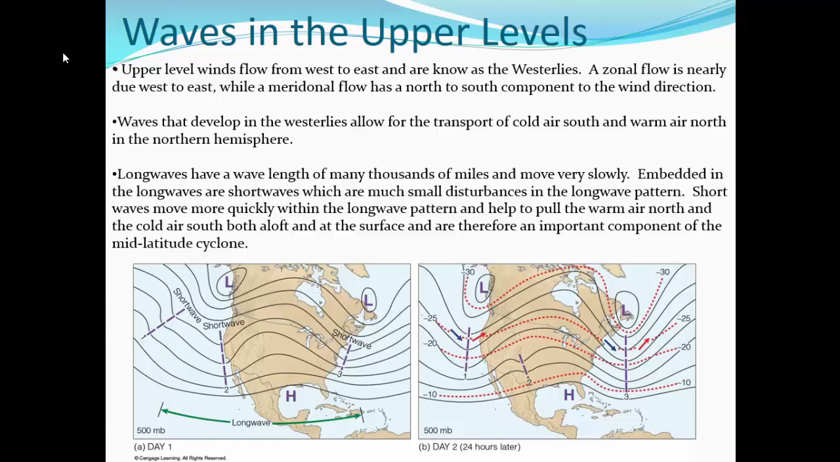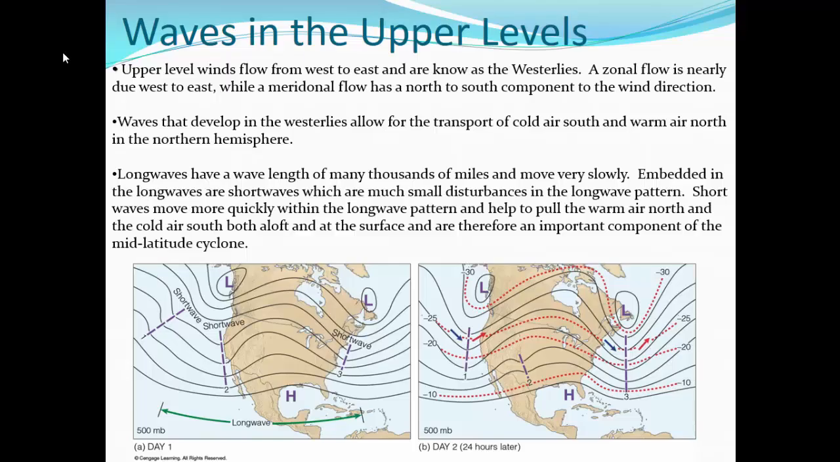A zonal flow is nearly due west to east, while a meridional flow has a north to south component to the wind direction. Waves that develop in the westerlies allow for the transport of cold air south and warm air to the north. Those long waves have a length of many thousands of miles, the wavelength, from trough to trough or from ridge to ridge, crest to crest, and move quite slowly. Now, embedded in the long waves are these little short waves, or just disturbances, and they move more quickly, but they also move within the long wave pattern.